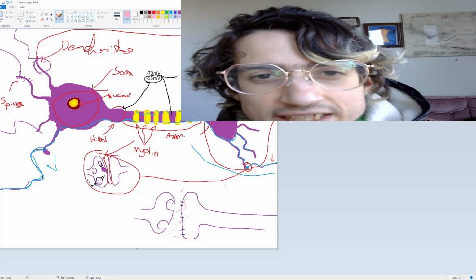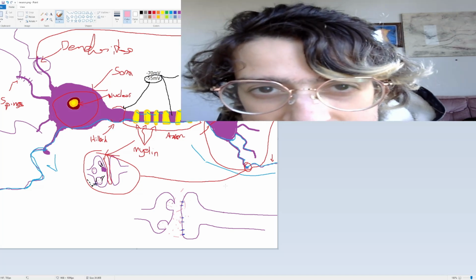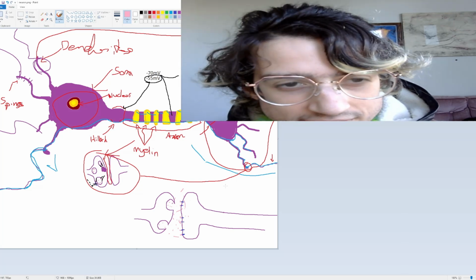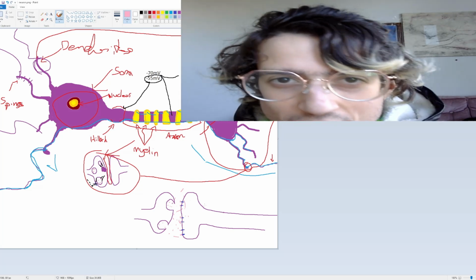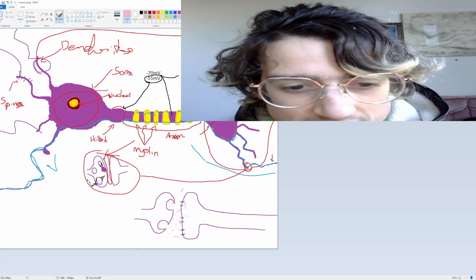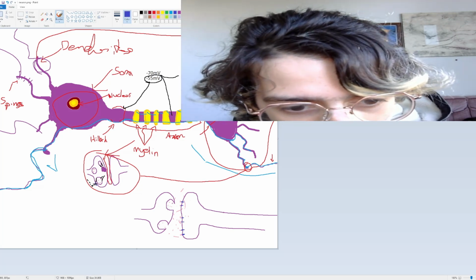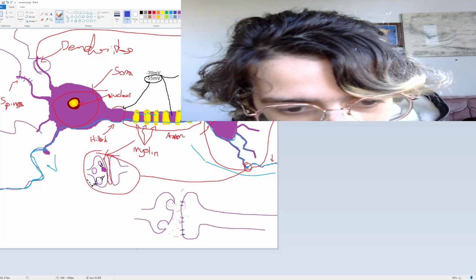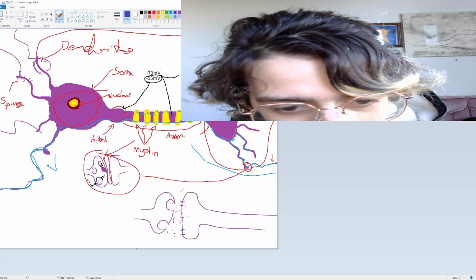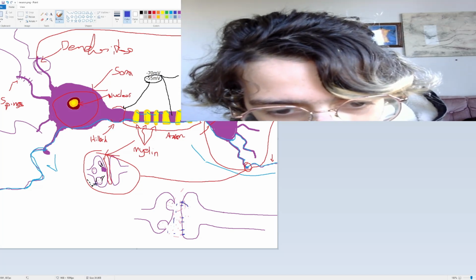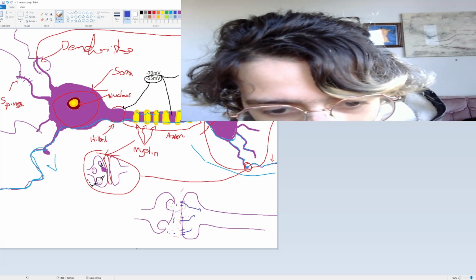Notice these are called ligand-gated ion channels. Neurotransmitters cannot pass through. It's a common misconception, mateys. Neurotransmitters don't go through into the postsynaptic cell. Only the ions pass through. I don't know why they're also blue. They're blue. They pass through into the other cell.